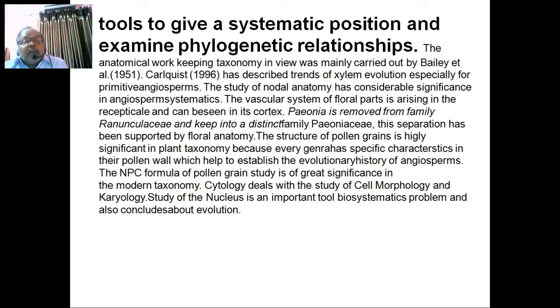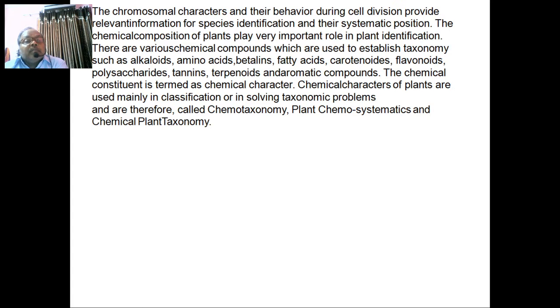The anatomical work keeping taxonomy in view was mainly carried out by Bailey, who described trends of xylem evolution, especially for the primitive angiosperms. The chromosomal characters and their behavior during cell division provide relevant information for species identification and their systematic position.